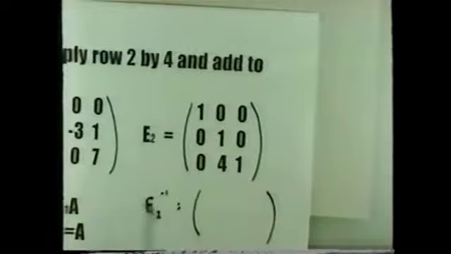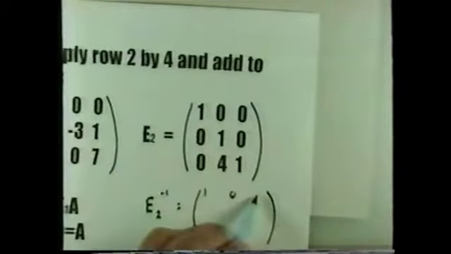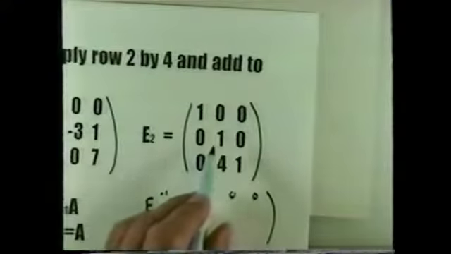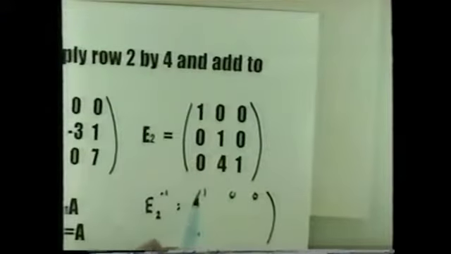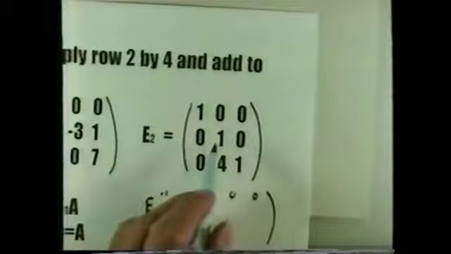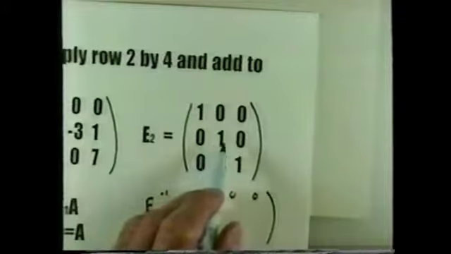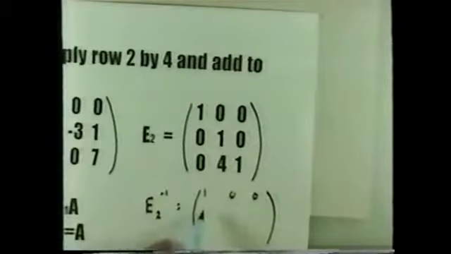Well, we simply want to reverse the operation that gave us E2. To get E2, I multiplied row 2 by +4 and added it to row 3. So if I reverse it, I'll multiply row 2 by -4 and add to row 3. So that's going to be, in the third row, 0, -4, 1.